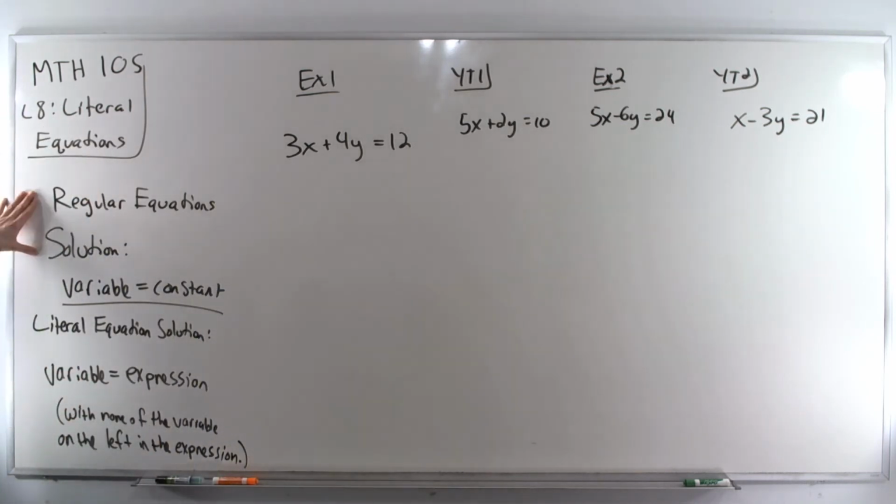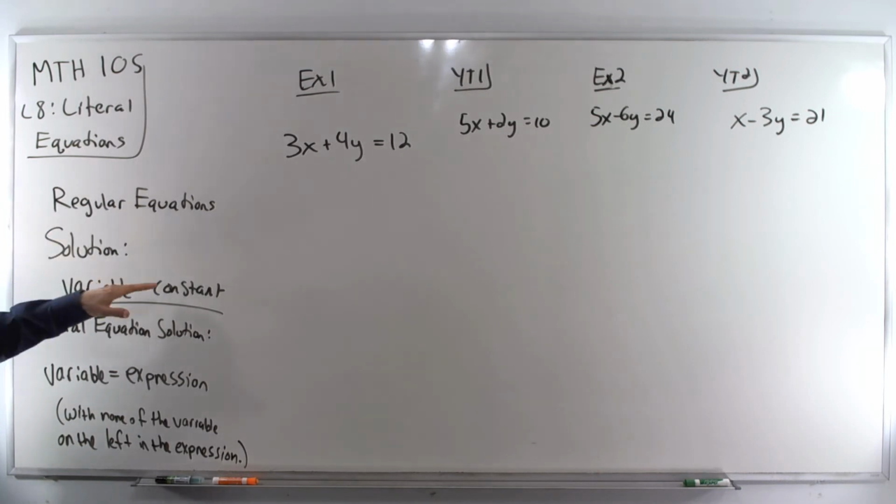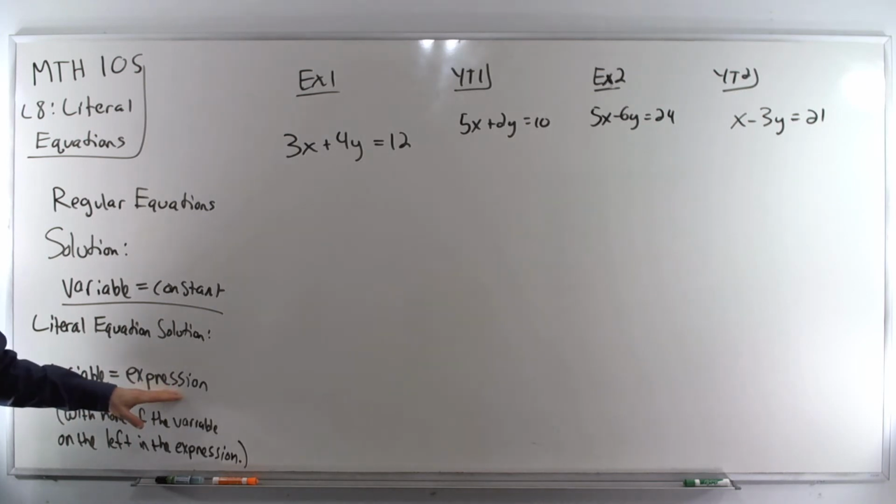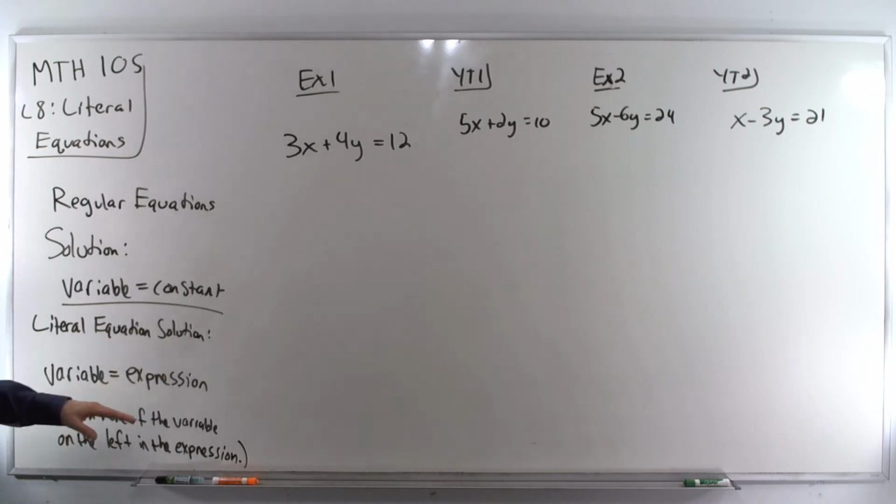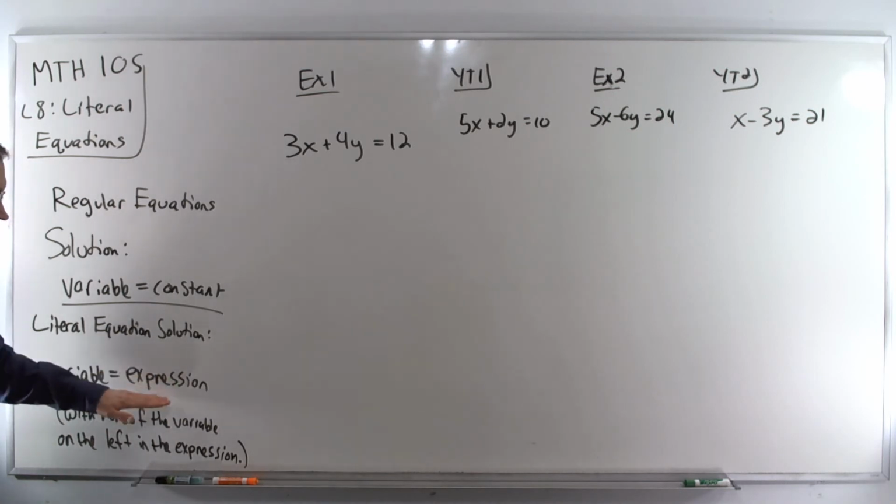Literal equations are those with more than one variable in them. With a regular equation, our solution is going to look like variable equals constant. But with literal equations, this changes to variable equals an expression, and there will be some variables over on this side. One thing you need to keep in mind is the variable on the left that's by itself is the only instance of this variable that we'll see in the equation. There will be no instances of the left variable in the expression on the right.